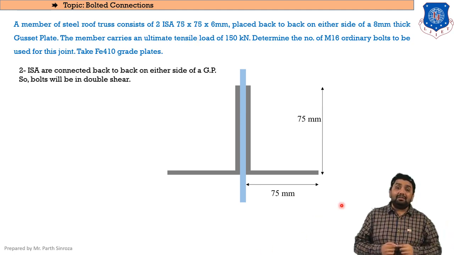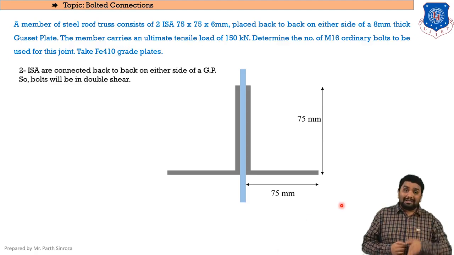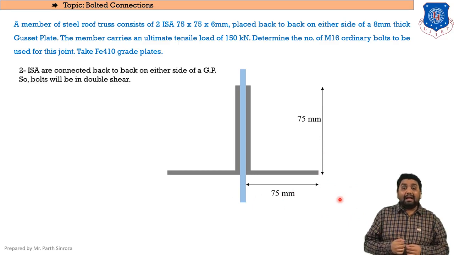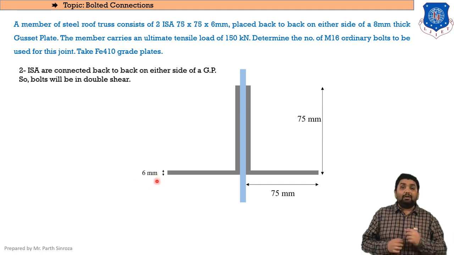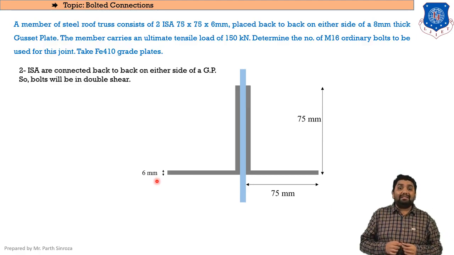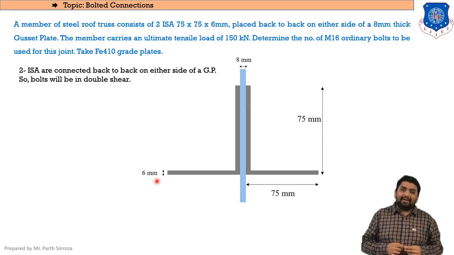As you can see, it is mentioned in the question as ISA 75 cross 75 cross 6. So the first dimension will always be for the longer leg. The second dimension will always be for the shorter leg, that is our outstand leg. And the third dimension, you can see, is for our thickness. Clear? So the thickness on both the legs is given as 6 mm. Now the thickness of gusset plate is given in the question as 8 mm, as you can see here.